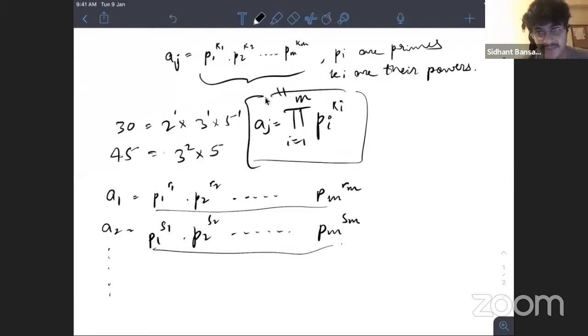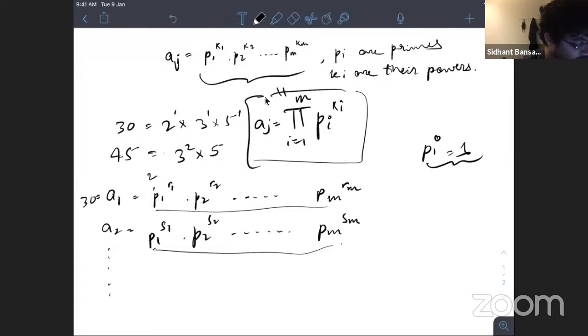In this one, I'm trying to use the same primes on the top and the bottom, because obviously some of the powers can be 0. So if I have P1 to the power 0, that basically means 1, which basically means that P1 is not present. So for example, maybe A1 is 30, right? So P1 is actually 2 and the power here is 1, but here also P1 is 2, but the power is 0 because this is 45 and 45 doesn't have a 2 in it. So it's just a way of representing.